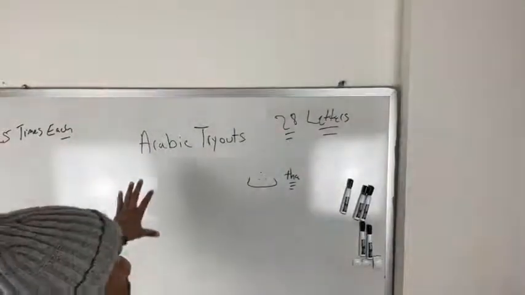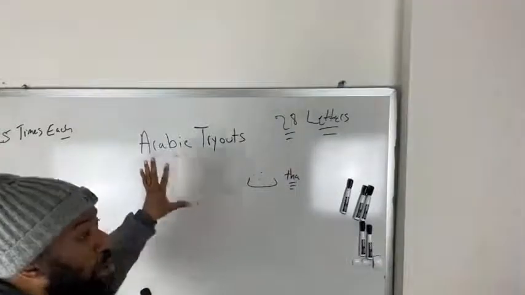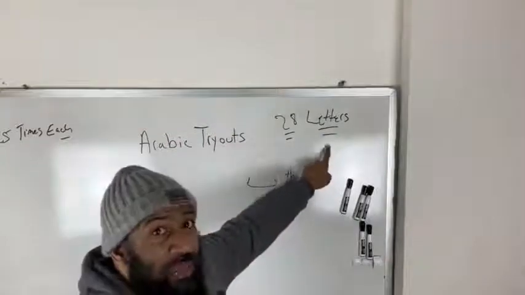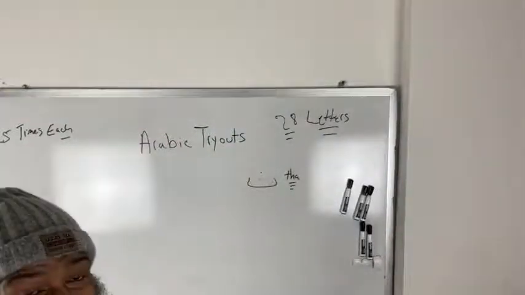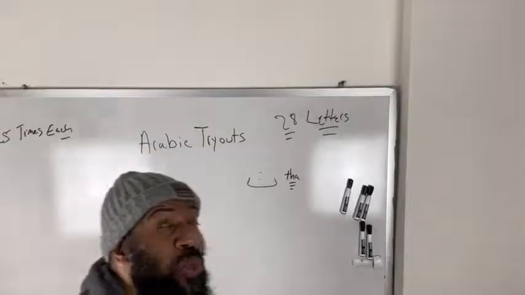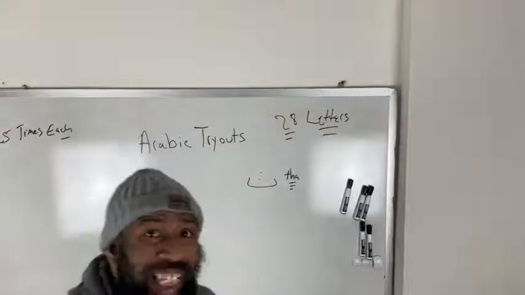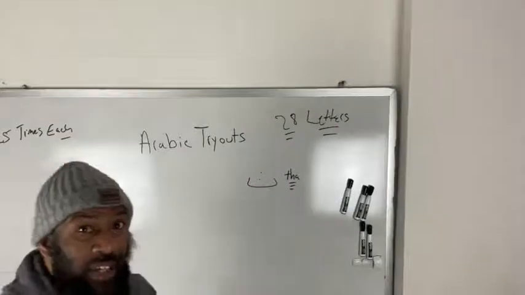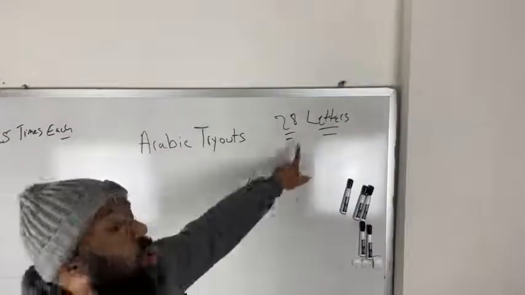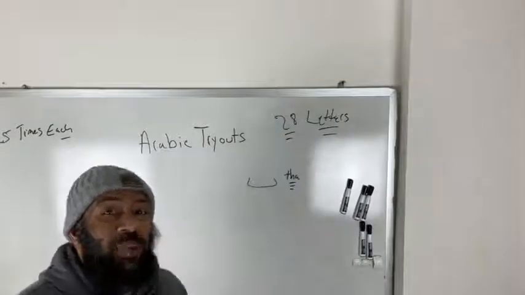So far we explained that when it comes to the Arabic alphabet, there are only 28 letters. There are only 28 letters in the Arabic alphabet. Some argue that there are 29, making the Hamza an independent letter. However, the view that we follow is that there's only 28 and not 29.